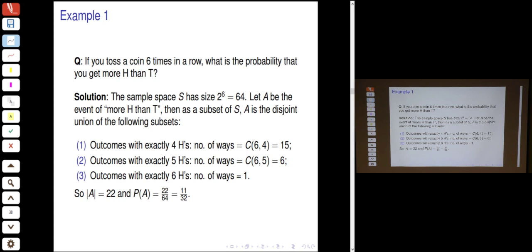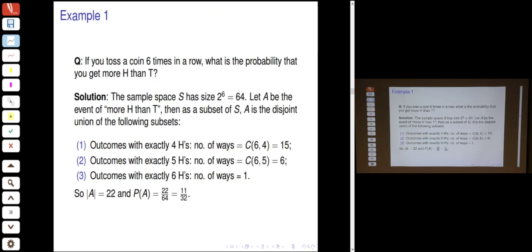Okay. Now let's count the number in each of the items. So the first one, I claim, is 6 choose 4, right? Because you have 4 heads, so it depends on which positions they show up in. So among the 6 tosses, you choose 4 positions. So it's 6 choose 4. Now, by the same reasoning, exactly 5 heads is 6 choose 5. The last one is just 1, right? No choice.